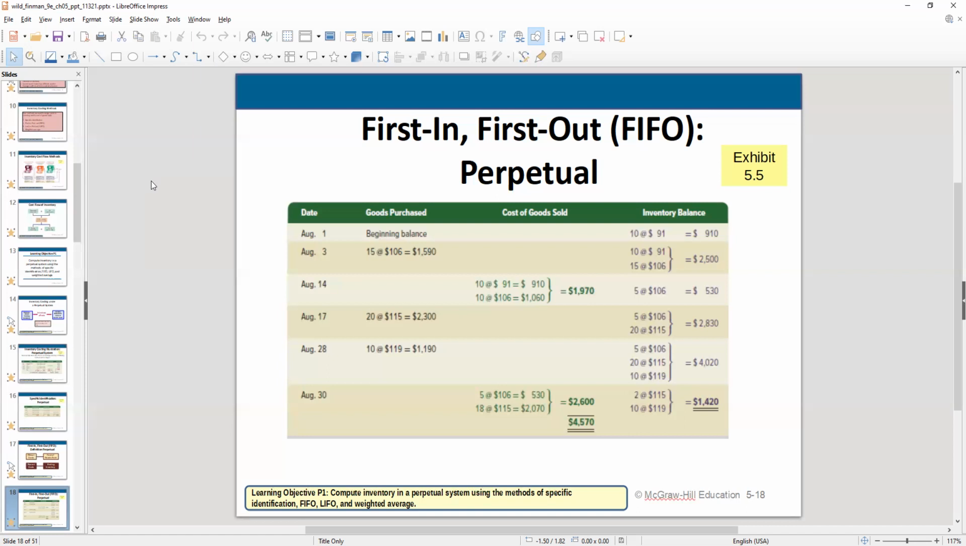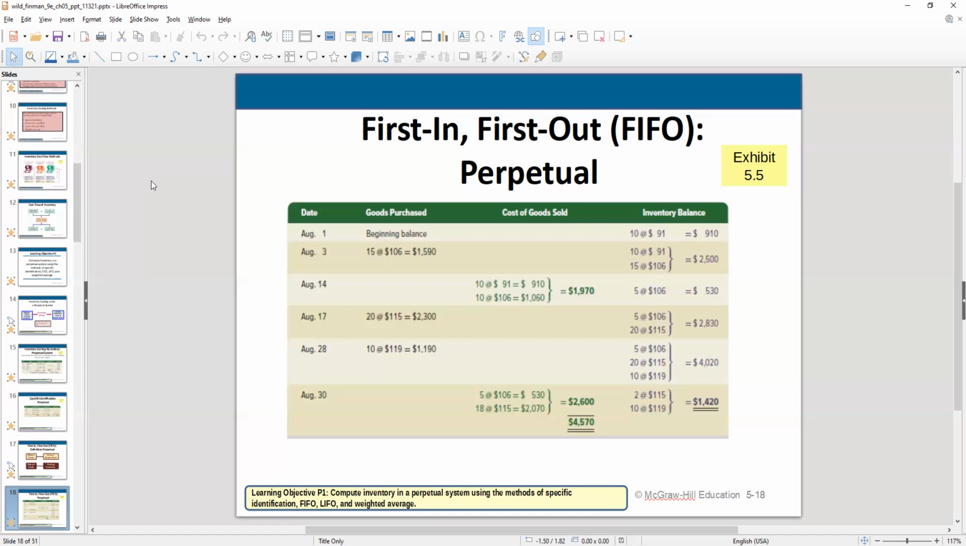Now, when we go over to the ending inventory balance, we see that we have 2 bikes left at 115. We have 10 bikes, which is the entire August 28th purchase, left at $119. So our ending inventory balance is $1,420.